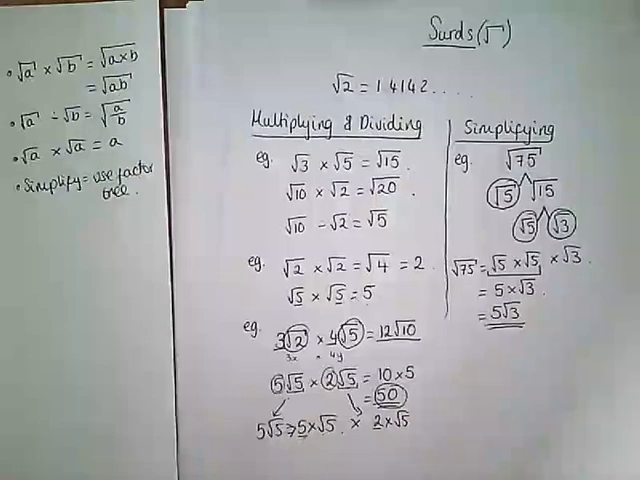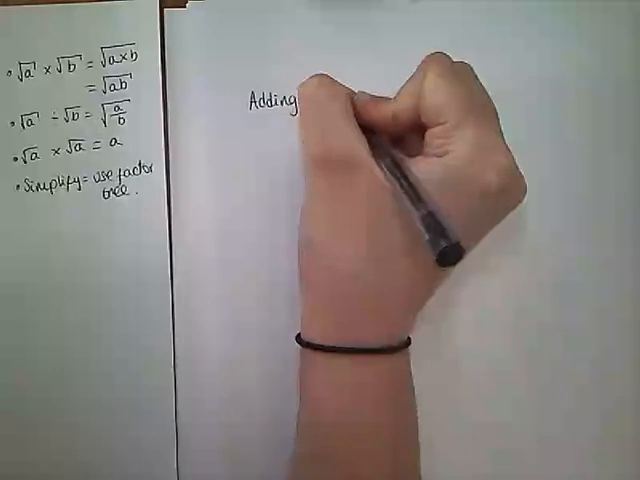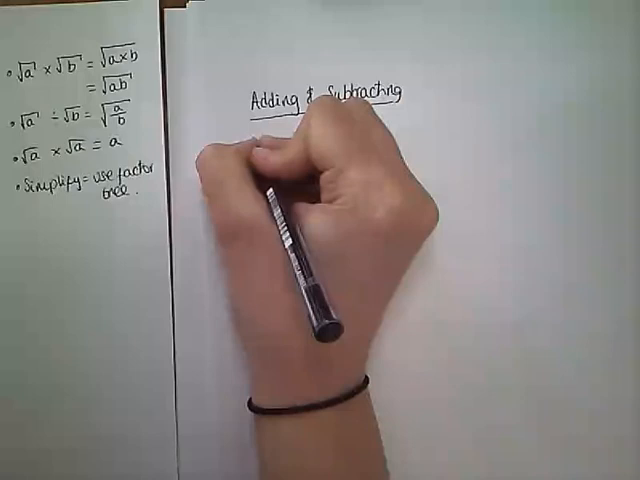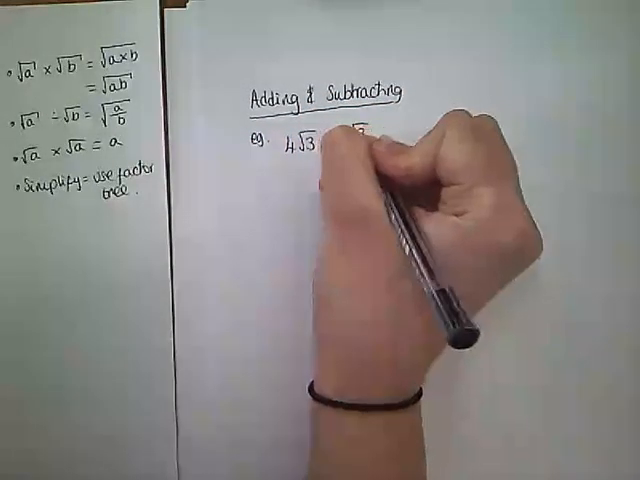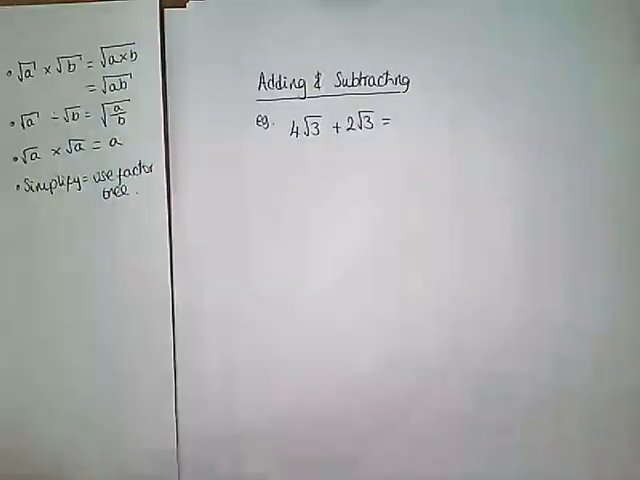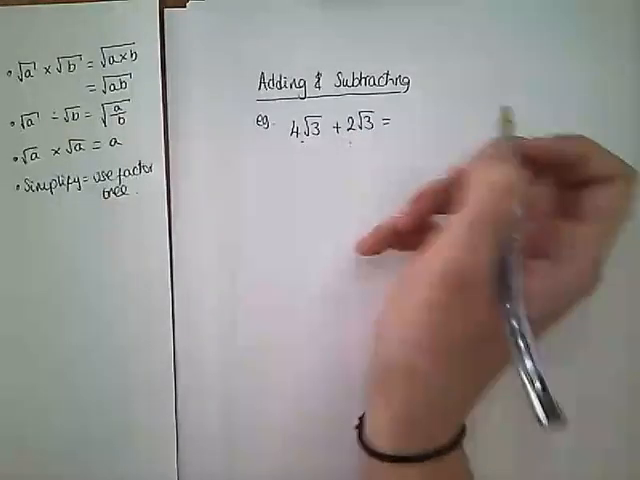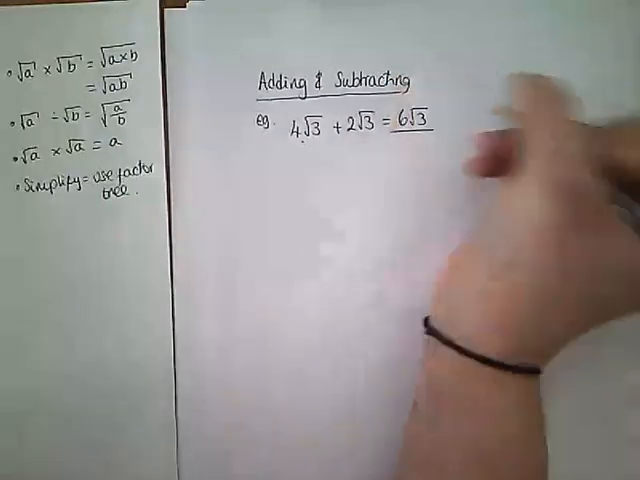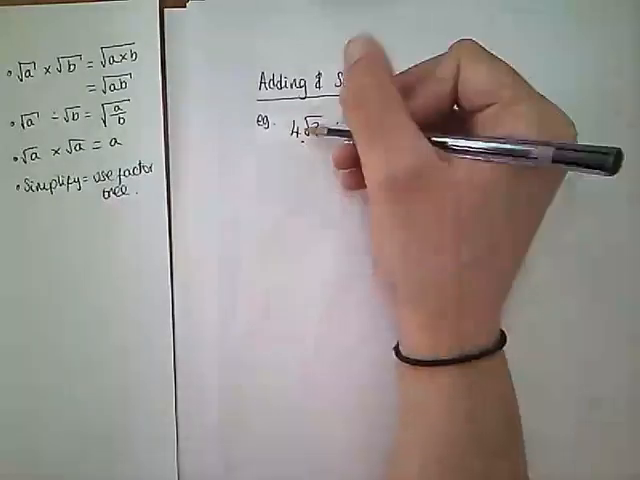Right, we are going to go on to adding and subtracting. Now, while we're doing adding and subtracting, I want you to remember what I said about thinking of surds like x's. Okay, so here we go with our first example. If I've got 4 root 3 and I add 2 root 3, think of it like x's, 4x plus 2x. Well, 4x plus 2x makes 6x, so 4 root 3 plus 2 root 3 makes 6 root 3. The roots don't change, just the number in front. Just the number in front add together.